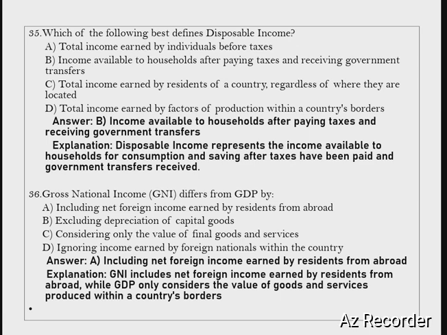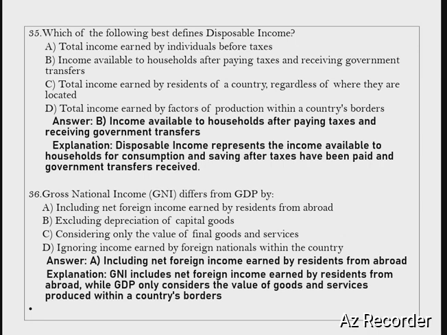Next question is, gross national income differs from GDP by option A, including net foreign income earned by residents from abroad. Option B, excluding depreciation of capital goods. Option C, considering only the value of final goods and services. Option D, ignoring income earned by foreign nationals within the country. Correct answer is option A.